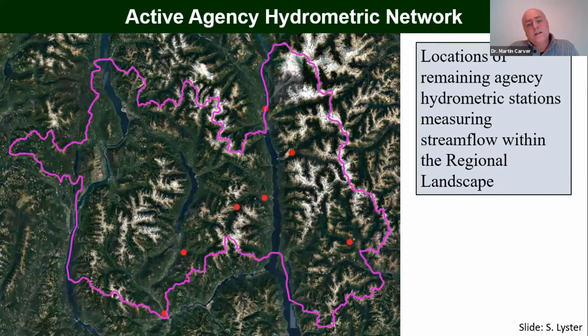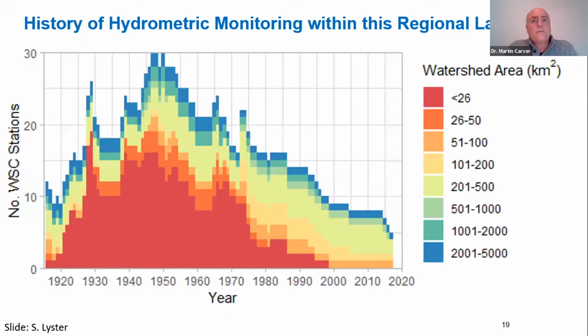And so today then we have that left standing within the regional landscape. So it gives you an idea of the scope of monitoring that is undertaken now. And these stations are largely on the larger systems. And here's the background to that statement, that if we look by year on the x-axis at the size of the watersheds that are being monitored, you can see that in recent years, the small and medium-sized watersheds have all but been removed from the monitoring networks. And so this theme is going to come up a bit later on as well.